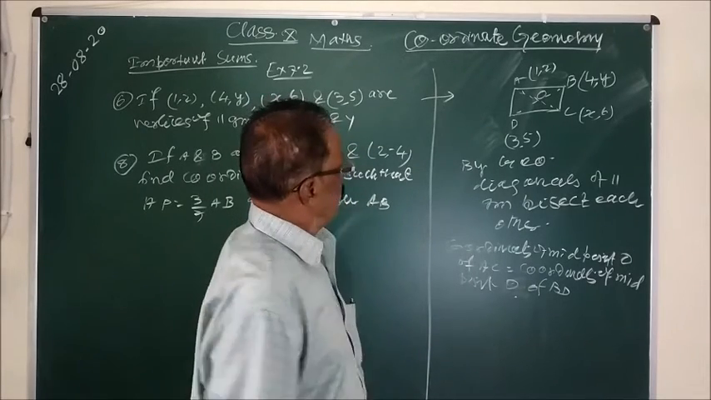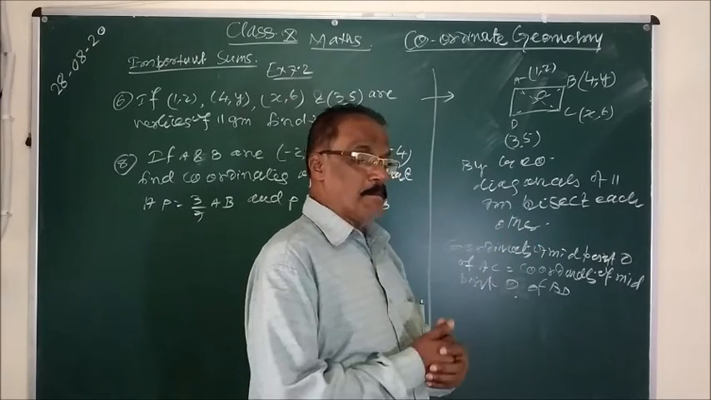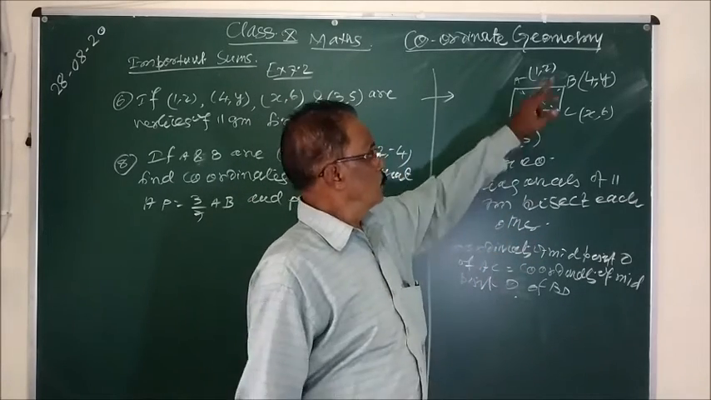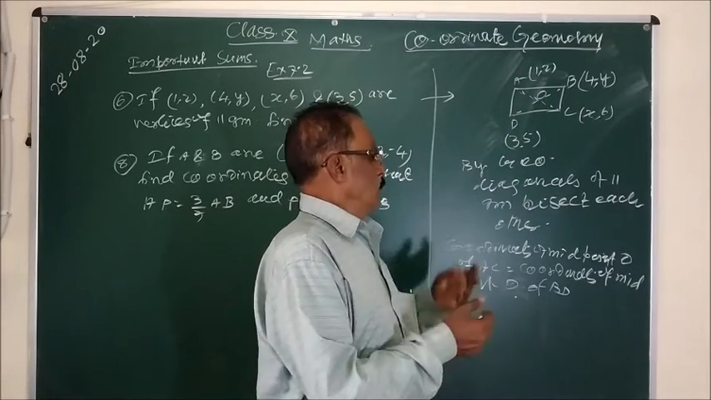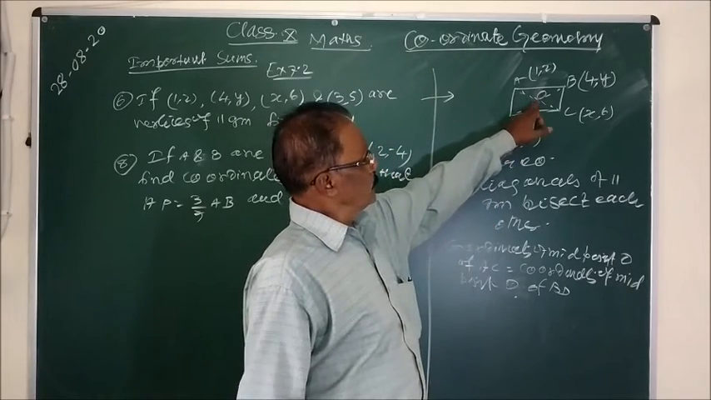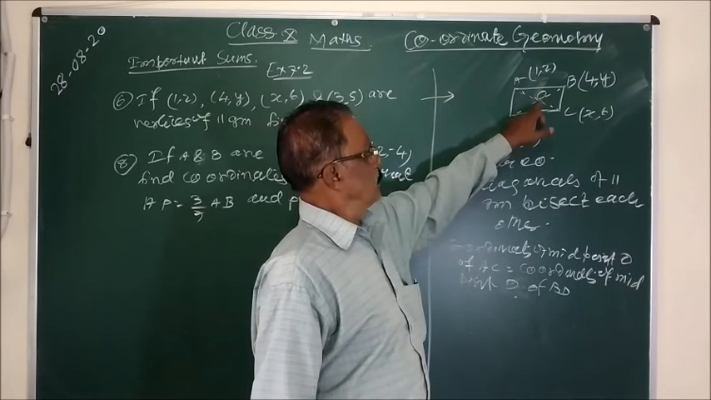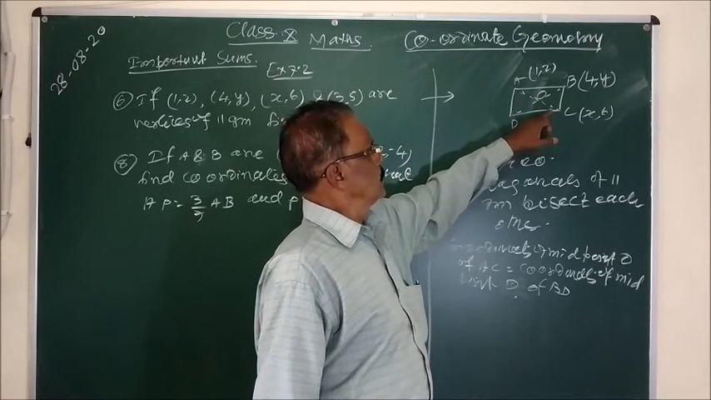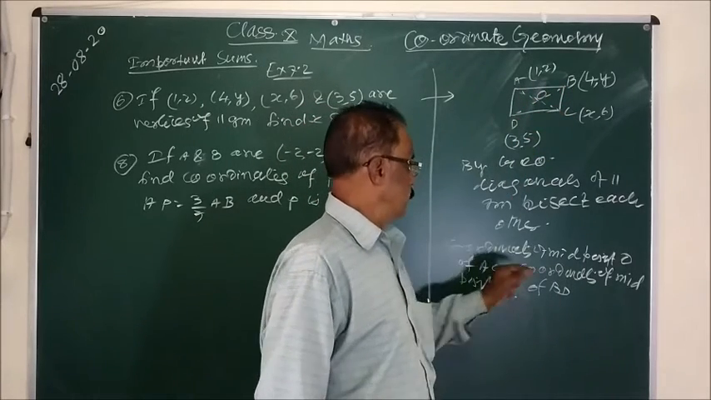So my dear, this is a big theorem in this question. We are using the theorem that the diagonals of a parallelogram bisect each other. So this O is the middle point of AC and BD, and this is the property of a parallelogram. Therefore the coordinates of O, that is the midpoint of AC and also the midpoint of BD, will be equal.